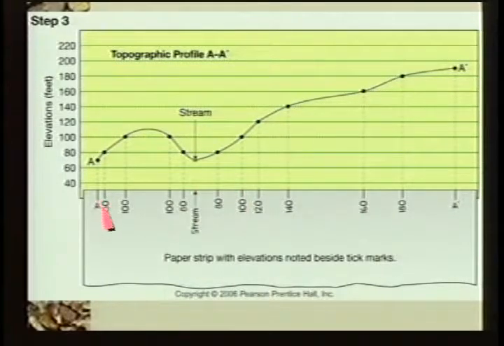Here we see 80, so we plot A, then 80 must cross the 80 contour, 100, go up to 100 feet. We hit 100 again. There's another 100. Down to 80. The stream, we know from our map the stream is down a little bit lower. Then 80. Then 100, and we continue on in this fashion, 120, 140.